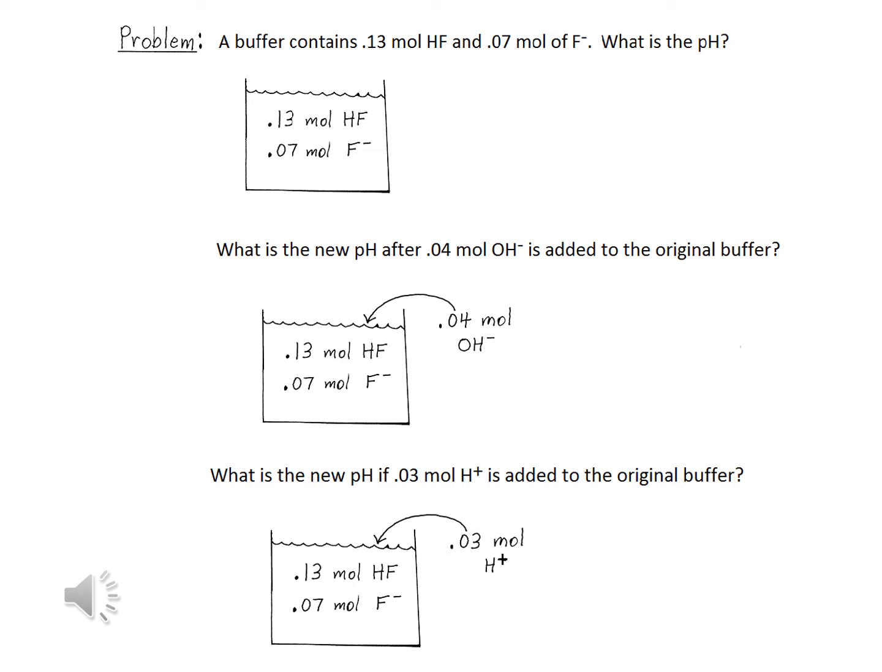What the problem is: you're going to start with a buffer of HF and F minus, the number of moles I show, and we want the pH. Then you're going to add 0.04 moles of OH, and you want the new pH. Then you're going to go back to the original buffer and add 0.03 moles of H plus and see what the new pH is. This is how I usually give these problems.